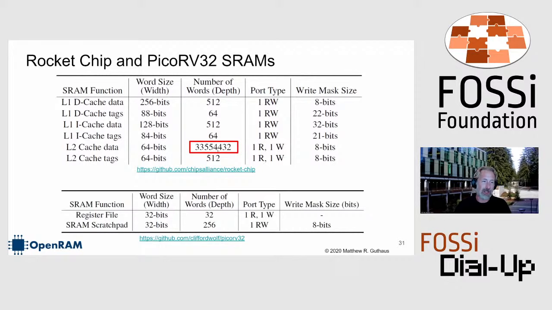On the bottom here, you can see PicoRV32. This is Claire Wolf's project, where the register file is a small memory with one read, one write port. The SRAM scratchpad memory is a 32-bit data word, a little bit deeper. This can be anywhere from 1 kilobyte to a bigger memory, but it requires one read write port and write masking as well. Then finally, the Boom chip has a bunch of memories as well.